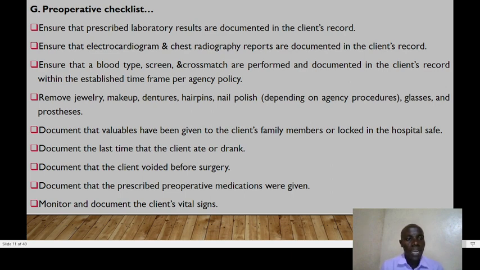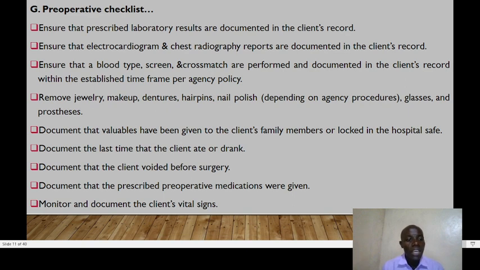Ensure that a blood type, screen, and cross-match are performed and documented in the client's record within the established time frame as per the hospital's policy. Remove all the jewelry, makeup, dentures, hairpins, nail polish, glasses, and prosthesis. You document that these valuables have either been given to the client's family members or they have been locked in a hospital safe. You document the last time the client ate or drank, and document that the client voided before the surgery.